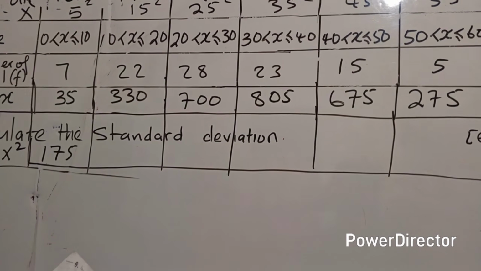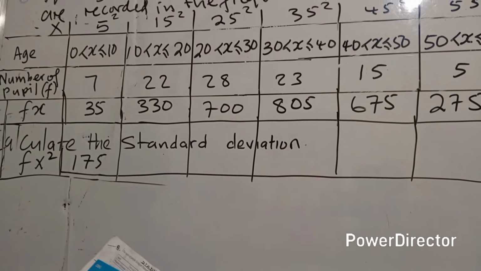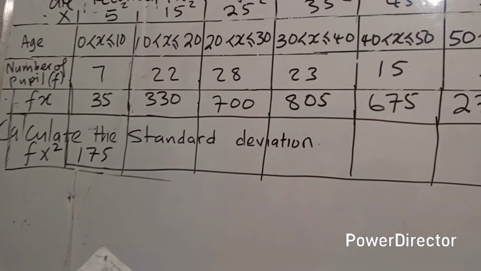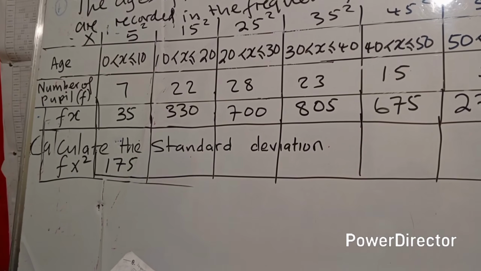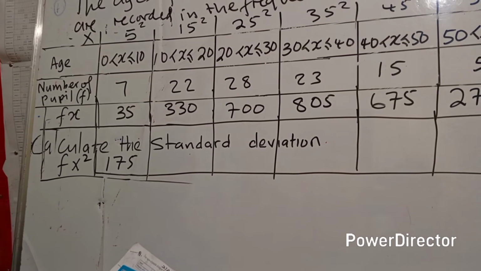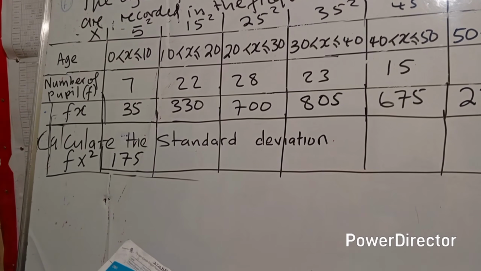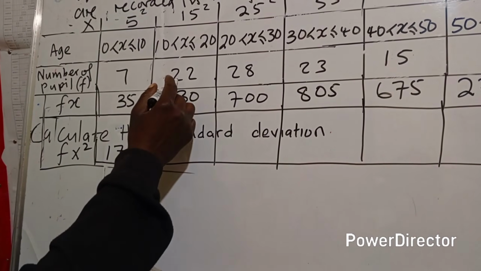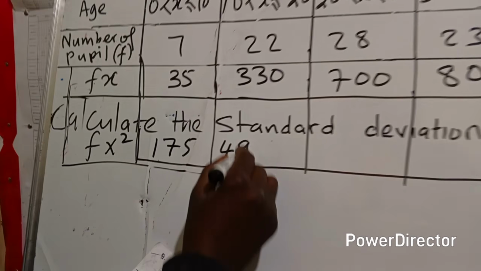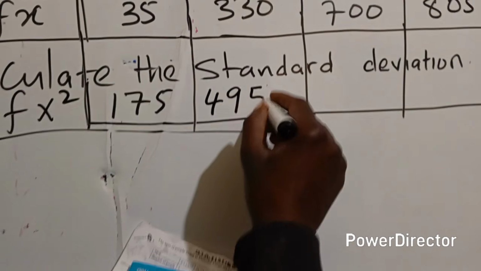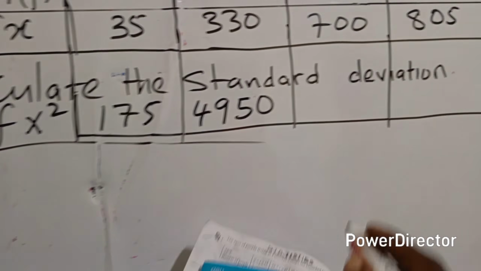I continue. I say, okay, what is 15 squared? If you do the needful, 15 squared is 225, which should be multiplied by 22. Some people will say, where is the 22 coming from? I'm just multiplying with the frequency. I'll get 4,950, like that.